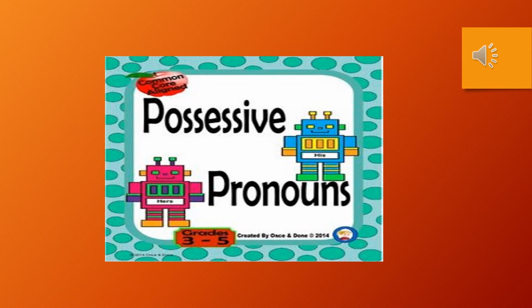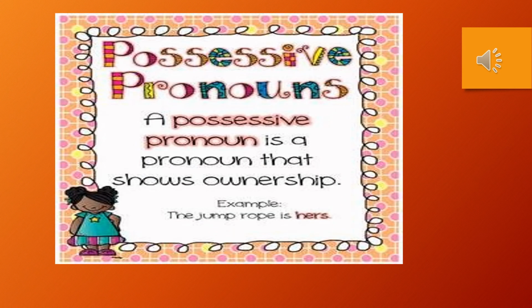Now we'll come to the possessive pronoun. Possessive pronouns are those pronouns which are used to replace the noun and also show some kind of ownership or possession. Ownership means that it belongs to me or that belongs to him, like that. So it shows some kind of belonging. So children, what are possessive pronouns? A possessive pronoun is a pronoun that shows ownership. Look at this example. The jump rope is hers. So here, hers is the possessive pronoun.